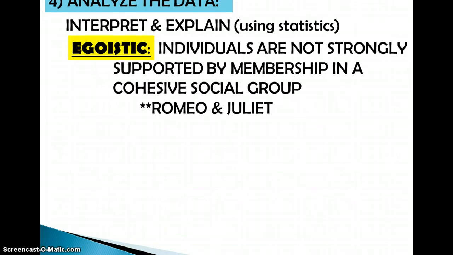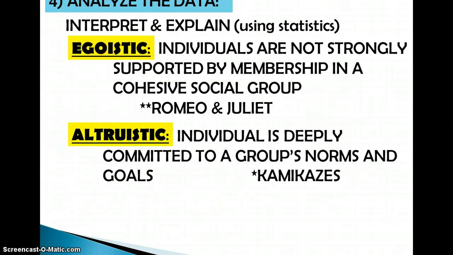One was egoistic, and egoistic is where individuals do not have a strong bond to a social group. My example of that is Romeo and Juliet. They were not supported by the family unit. Their families didn't support their love and their romance with one another, so therefore they committed suicide.